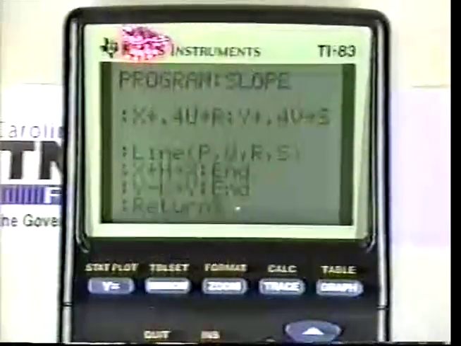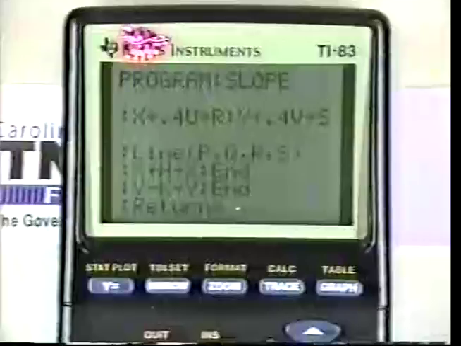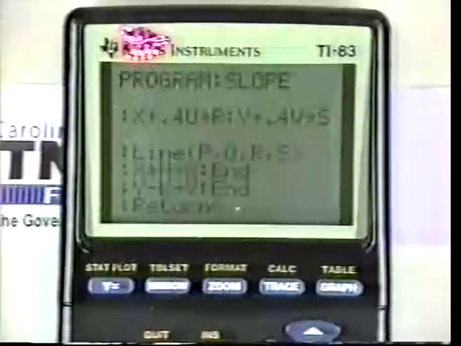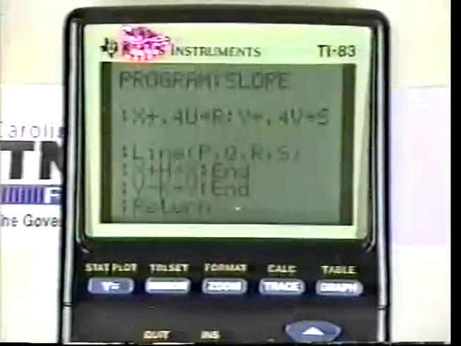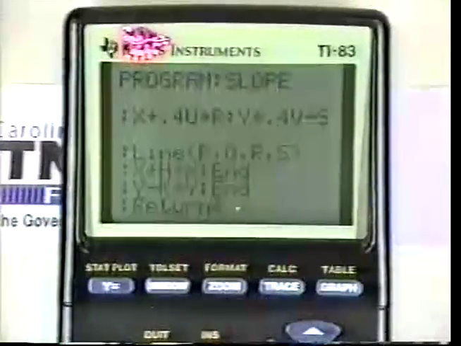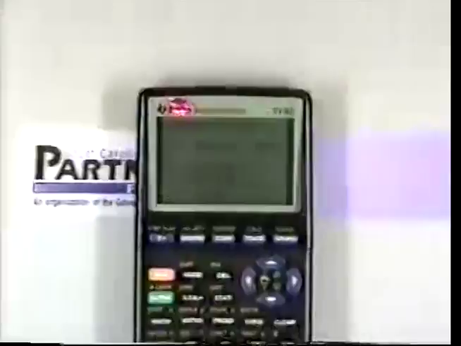If you want to go back and look at some slope field stuff after you've viewed the video, please do that. It will take you a good while to enter the program in. For those of you that do not know how to enter the program in, it's slow. It's not difficult, but it is slow.